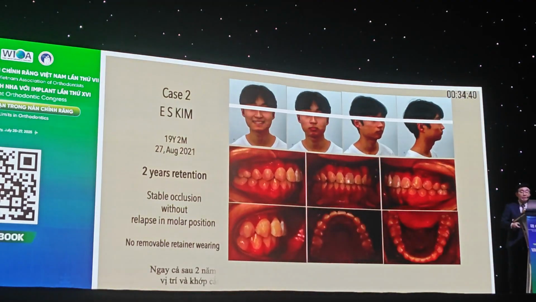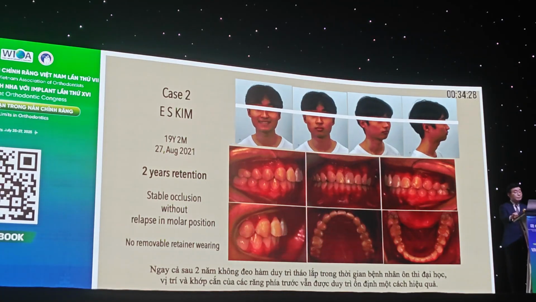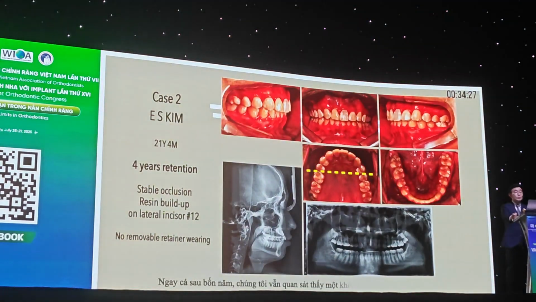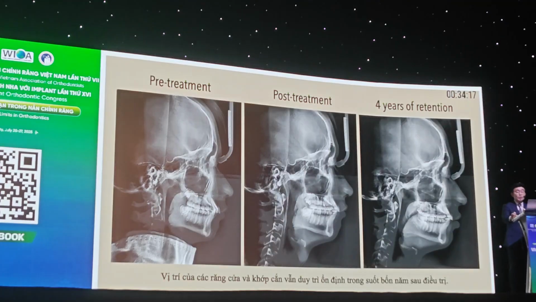Even after not wearing a removable retainer for 2 years during university entrance examinations, the position and occlusion of the anterior teeth were effectively maintained. Even after 4 years, we continue to observe a stable and functional occlusion. The position of the incisors and occlusion has remained stable for 4 years post-treatment retention.